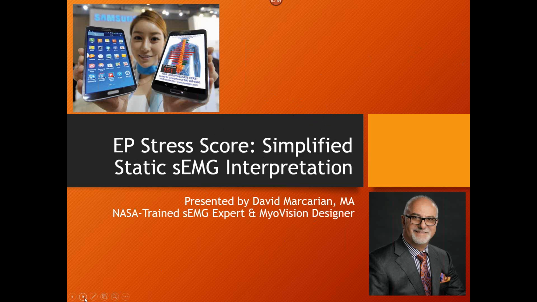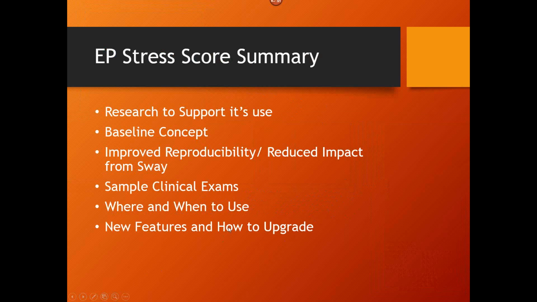So where did this come from? First of all, I'm going to cover what we're going to discuss. We're going to talk about the research studies that are used to support its use, the concept of gathering baseline data on the patient, and how it has improved reproducibility significantly due to the fact that we perform our tests in the proper standing posture. It leads to difficulties with reading some of the tests. We're going to go through some sample clinical exams, what's happened with real patients, where and when to use it, and new features and how to upgrade.